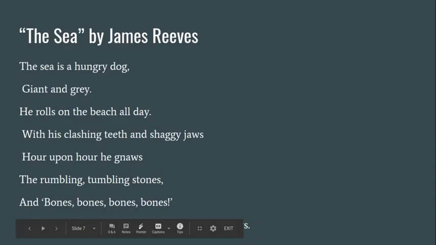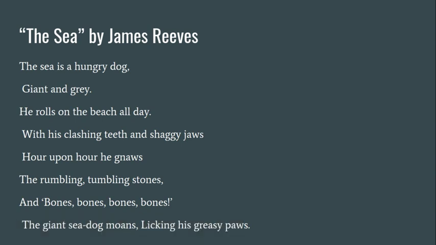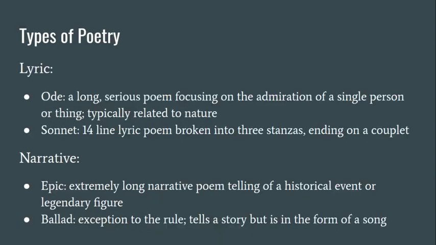We also have repetition and, again, the short flowing lines. Now, for some more specific ways to classify poetry, a couple examples of some types of lyric poems.